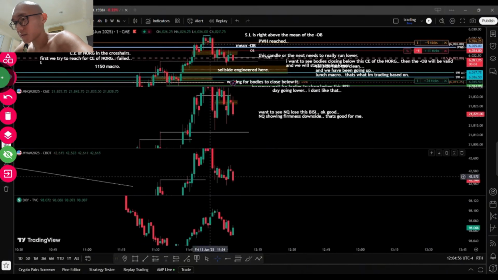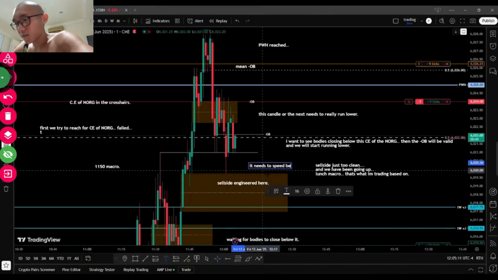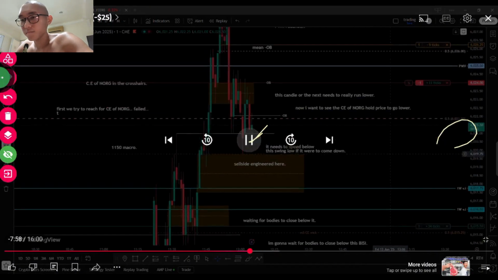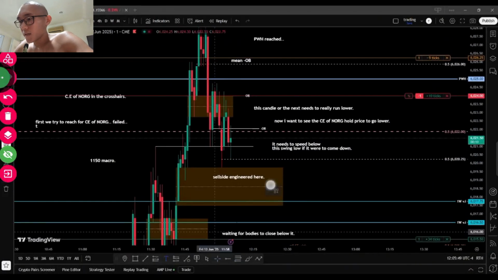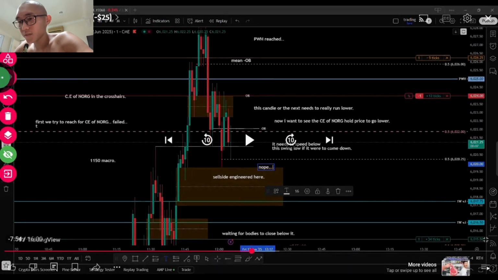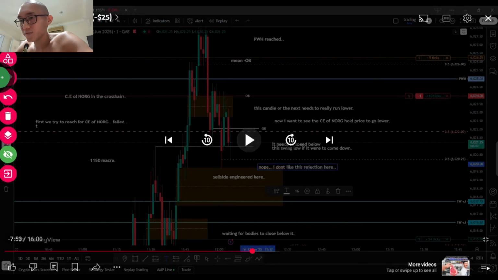Okay, nice reaction to the downside. But now I'm seeing, do we stay below the CE of the new opening range gap, the 6022 level? And no, I don't like this reaction here. Okay, you see how I see? Nope, nope, I don't like this rejection here.